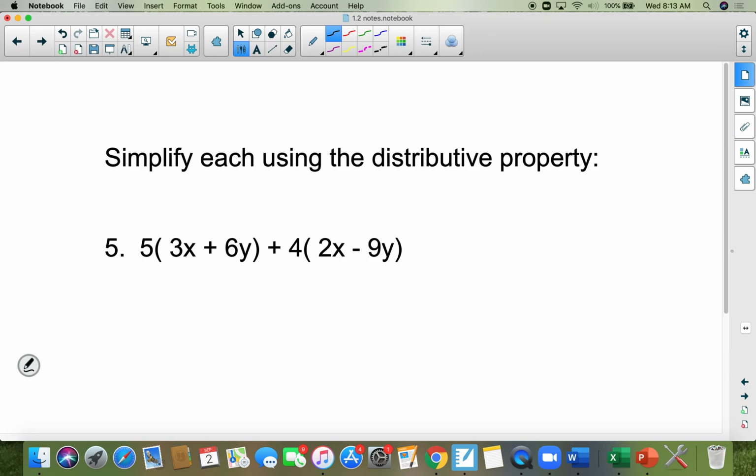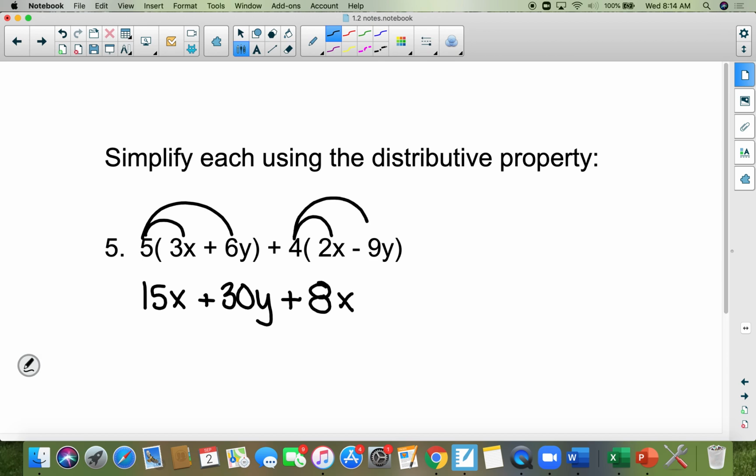You're going to do the distributive property twice. 5 times 3x is 15x. 5 times 6y is 30y. Plus 4 times 2x, 8x. 4 times a negative 9y, a negative 36y.